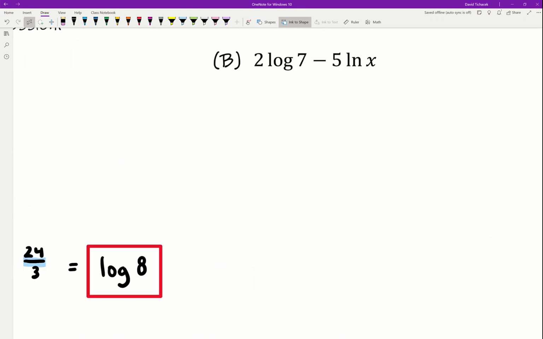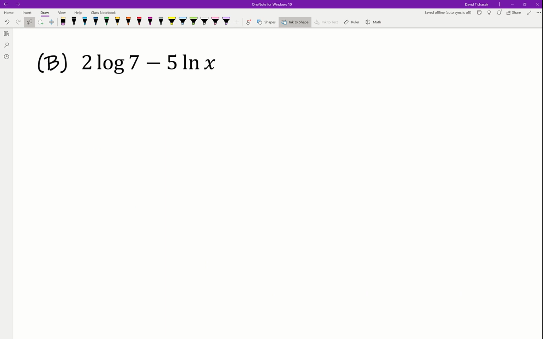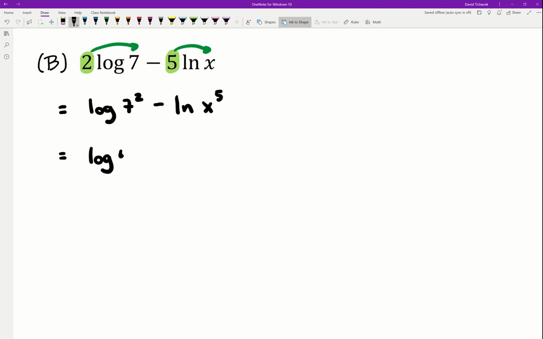Okay? Here in this next example, we have the subtraction of 2 logs, but again, we have some numbers that are out front, so we're going to take care of those first. So this number of 2 and this number of 5, we're going to write those as exponents on our inputs. And so this is going to be the log of 7 to the power of 2 minus the natural log of x to the power of 5. And again, 7 to the power of 2 is something that we do know how to evaluate. That's just simply going to be 49. So we're going to say the log of 49 minus the natural log of x to the 5th.